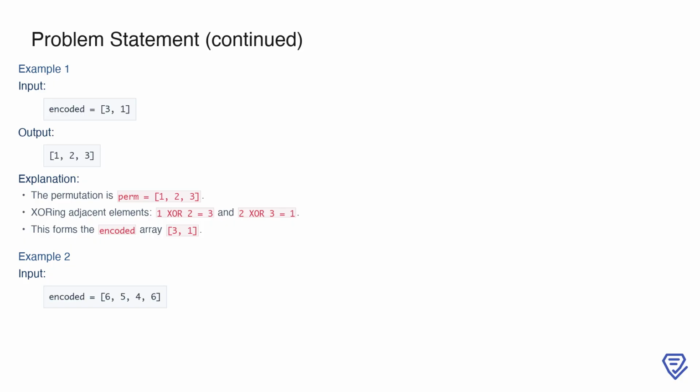Why? Because when we XOR adjacent elements in this permutation, 1 XOR 2 gives 3, and 2 XOR 3 gives 1, which matches the encoded array, [3, 1]. Therefore, the original permutation that satisfies this encoding process is [1, 2, 3].